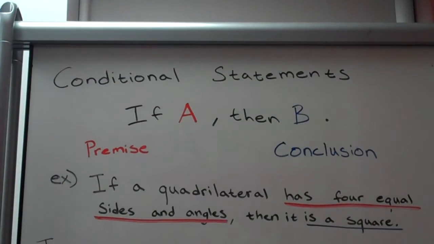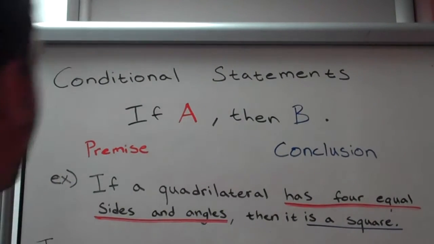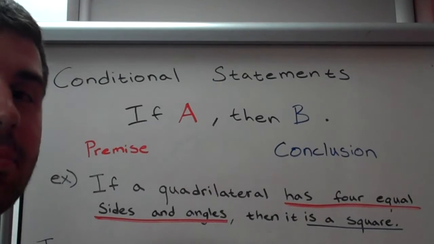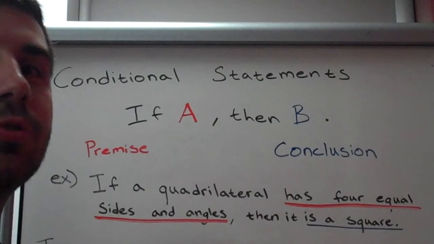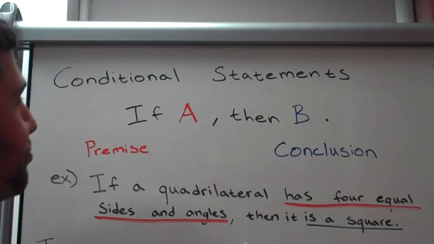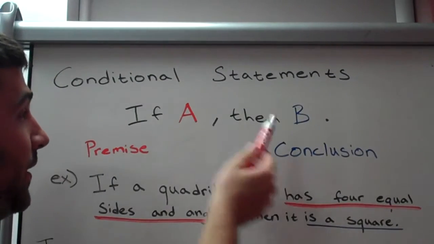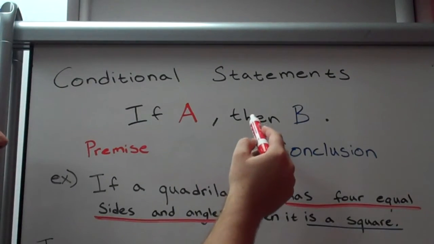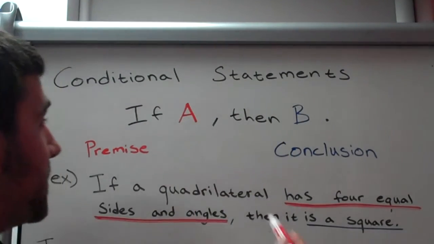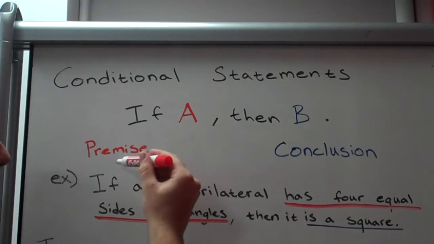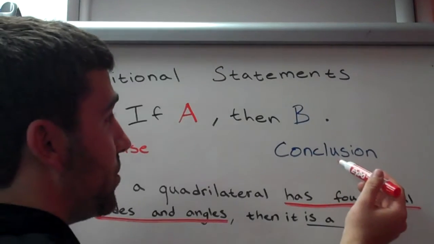Alright, so the lesson we're going to talk about is conditional statements. These are statements that imply certain truth values and usually are in the format of if-then. So a rough outline of these statements would be if A, then B, where A is what we call the premise and B is what we call the conclusion.